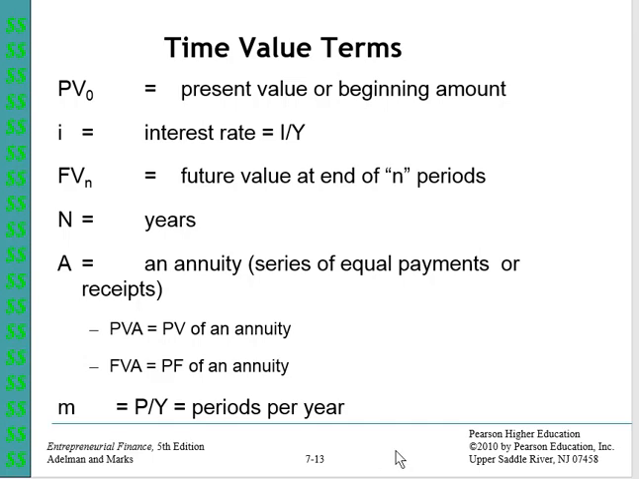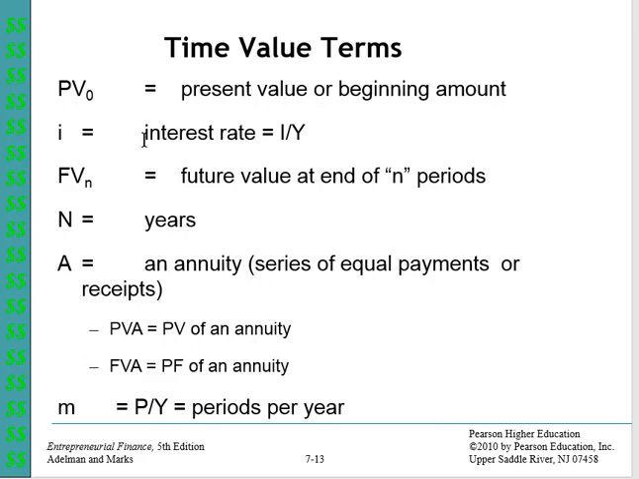Now, we're using some exponential functions, so some of these may require some logarithms and natural logs to solve the problems. But again, if we know our algebra well enough, we can do this by hand. Much easier to do with a computer or a calculator. Present value is the beginning amount. PV 0, meaning 0 today.